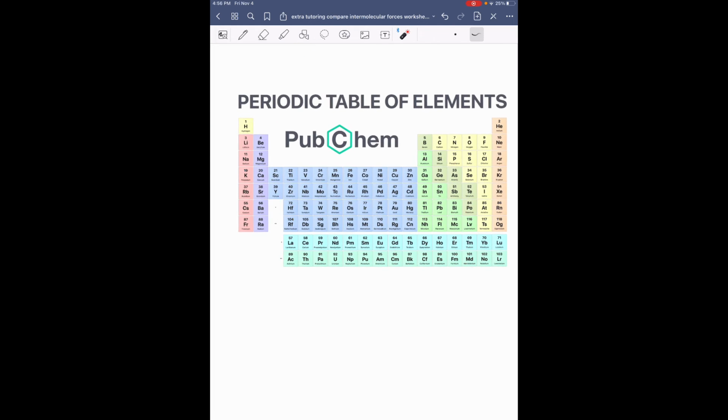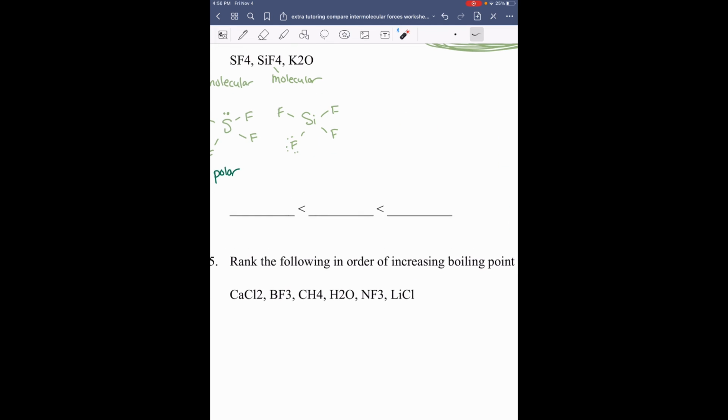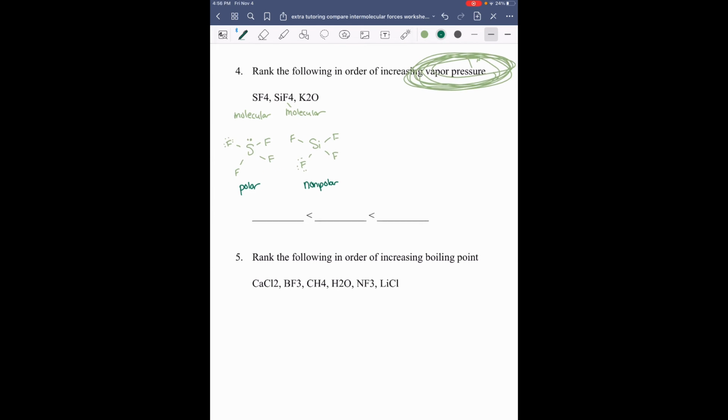Silicon, however, is okay just seeing the 4. No lone pairs on silicon, and it's uniform. So this is going to be a non-polar molecule. And then we have K2O.